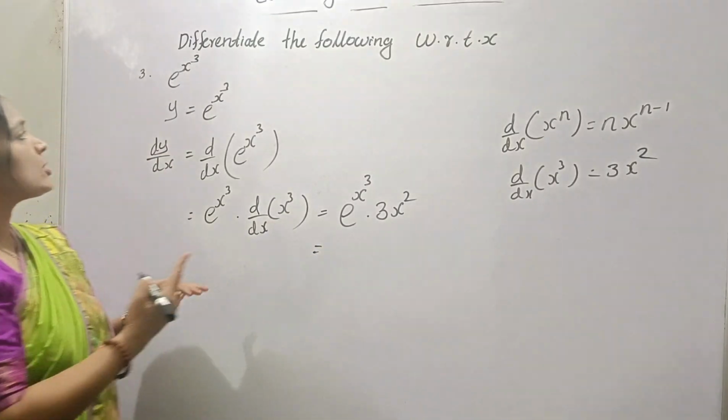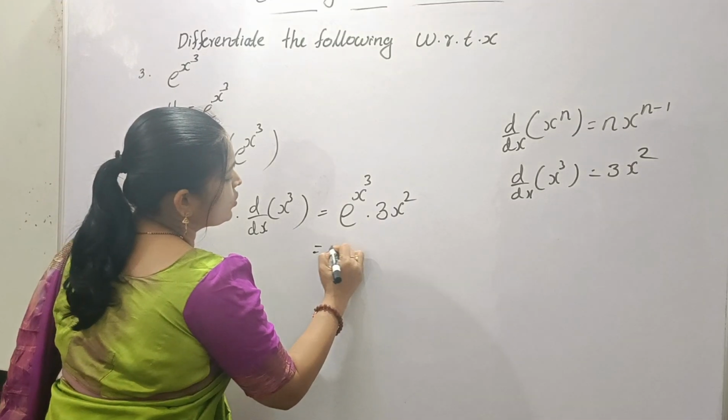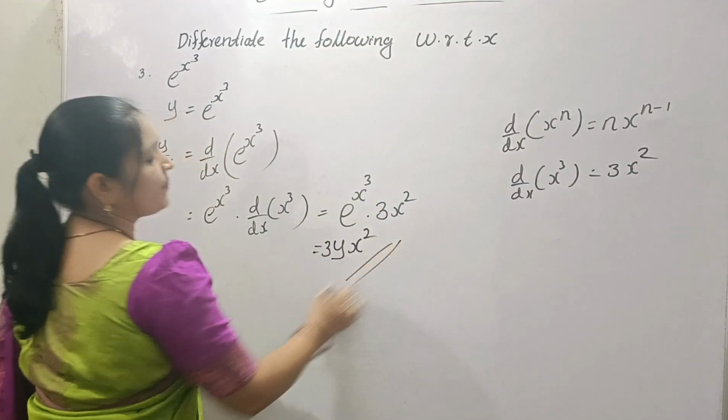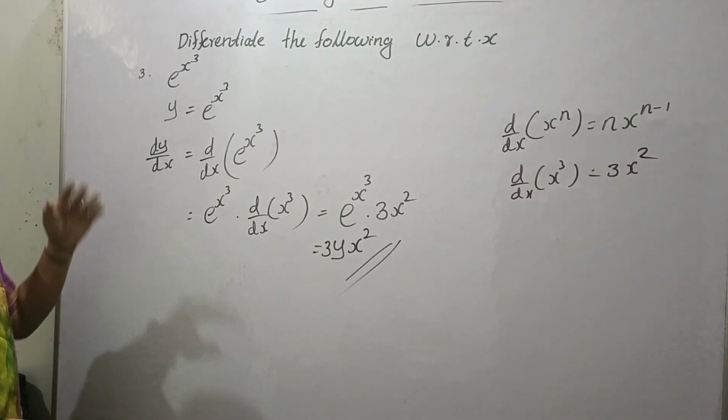So what is e raised to x cube? That is nothing but y, right? So substitute e raised to x cube is equal to y. So y into 3x square. So 3x square y. That is the derivative of the given function.